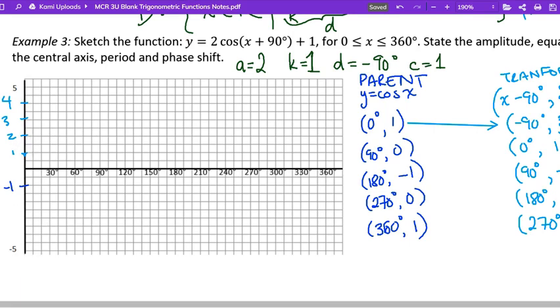So at 0, I'm at 1. At 90, I'm at negative 1. At 180, I'm back to 1. At 270, I'm back to 3. 1, 2, 3. And I stop. And now we're doing straight lines.